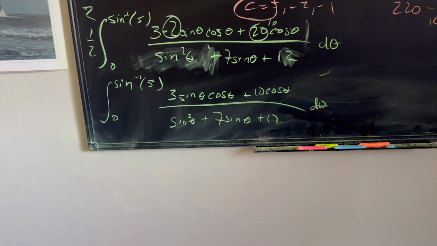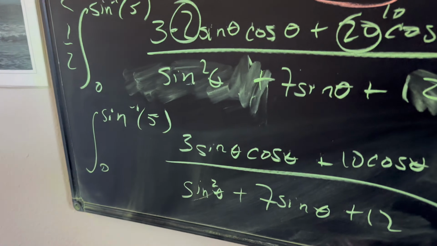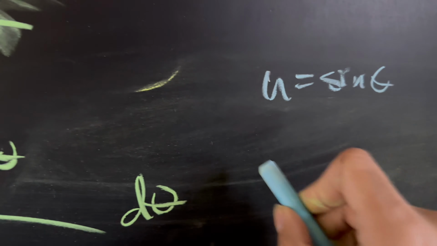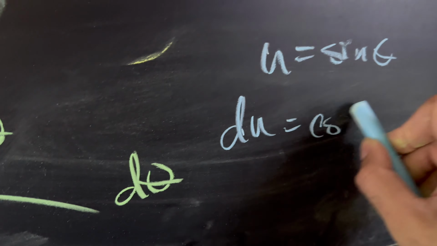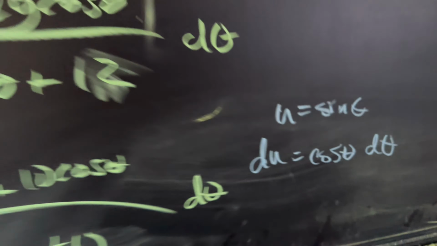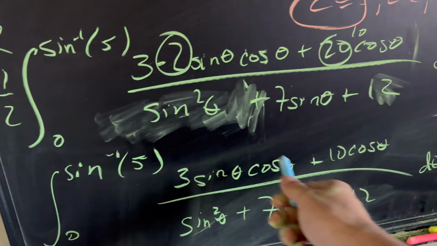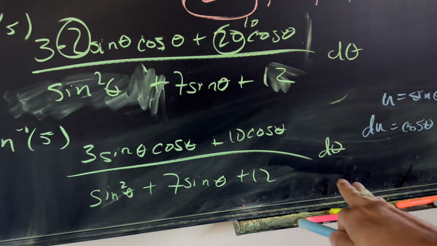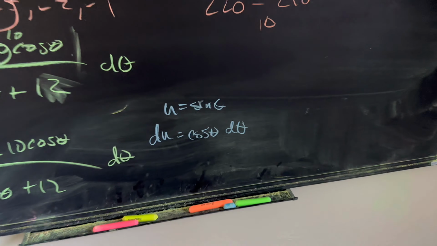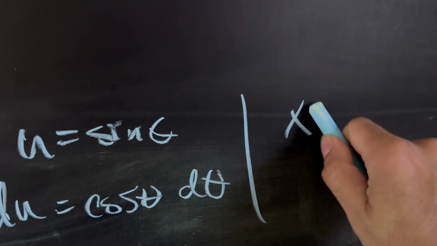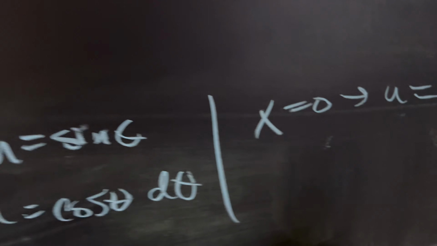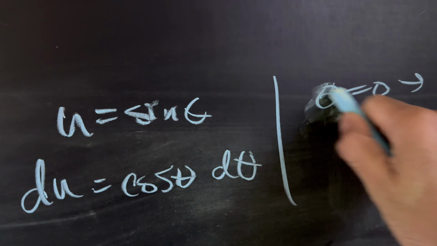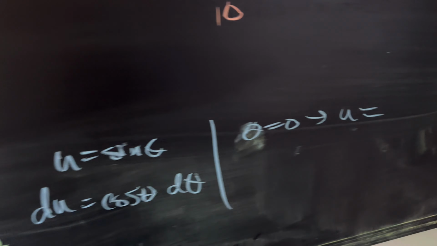Okay, I feel like we're off to the races now, because what we can do is use our substitution. We're going to make u equal to sine theta. That means du is equal to cosine theta d theta, which, by the way, is right here. If I factor out a cosine from both of these, then that's going to be my cosine theta times d theta. That's my differential. That's perfect. But let's change our parameters. When x was equal to 0, then u is going to be, I'm sorry, this was theta, not x. When theta is equal to 0, then our u is just going to be 0.